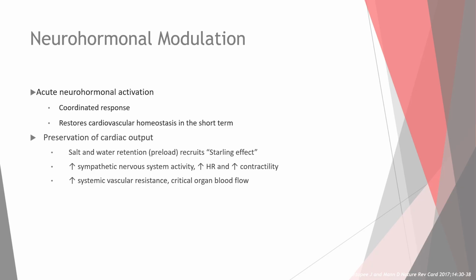We'll assess neurohormonal modulation. So what are we talking about? We've sort of touched on this subject as well during the basics of heart failure. But acute neurohormonal activation is a coordinated response. It restores cardiovascular homeostasis in a very short term. The preservation of cardiac output: so salt and water retention, increasing preload, which relates to the Starling effect, an increase in sympathetic nervous system activity, increasing heart rate and contractility, and then increasing systemic vascular resistance, which is critical for end organ blood flow.